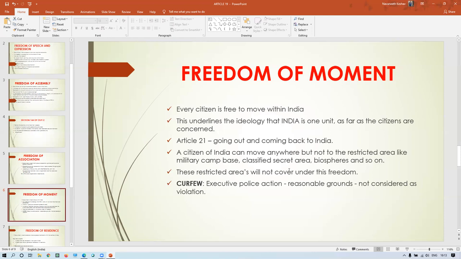Okay, now. Curfew cannot be considered as a violation because it is an executive police action. For a curfew to happen, the police will have the authority to impose it, and it has some reasonable grounds to happen. As it is usually an executive police action, it has reasonable grounds, and it cannot be considered as something violative. So that is all about freedom of movement.